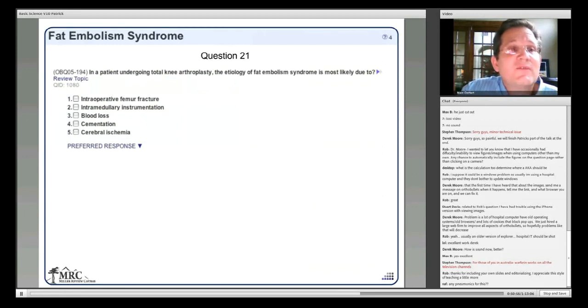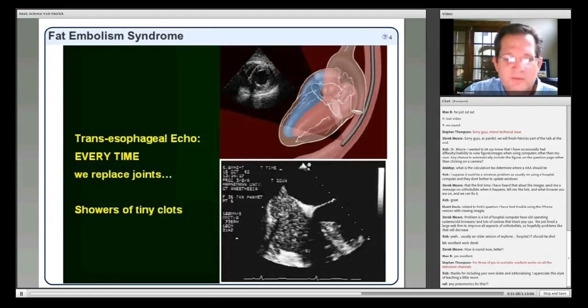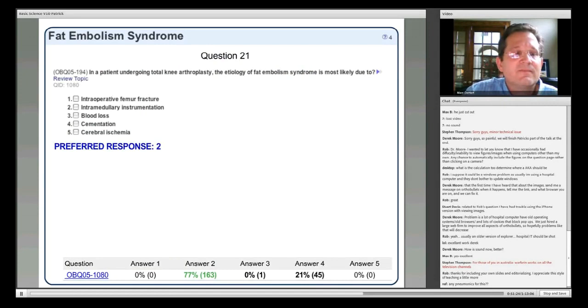The question for fat embolism syndrome is, in a patient undergoing total knee arthroplasty, the etiology of fat embolism syndrome is most likely due to, and they give you a list of things that it could be due to. Remember, when we talk about fat embolism syndrome, if you had a transesophageal echo in every hip and every total knee you did, and looked at it at the critical time, you'd notice showers of tiny clots and fat that goes through your right heart, every time.